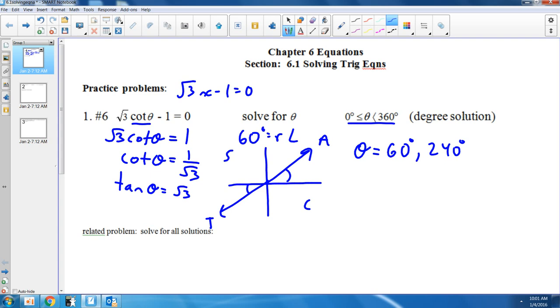Another question which is similar is solve for all solutions. So all degree solutions, it doesn't have this constraint between 0 and 360. You want to do it for all of them. That's where you have to deal with the K business. And this is what you look for, patterns of doing this.